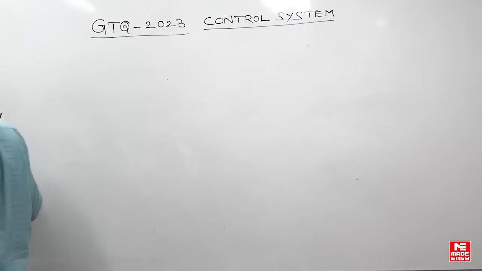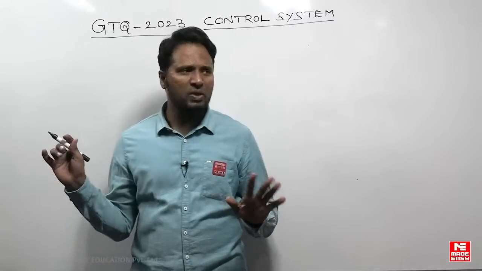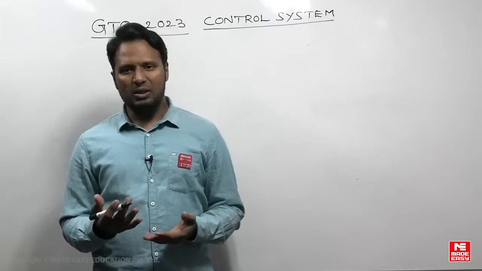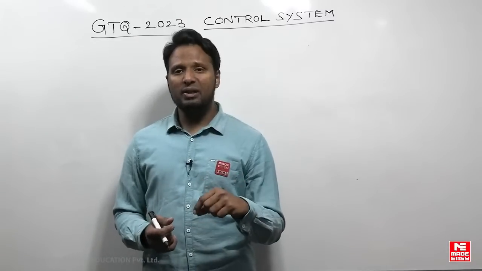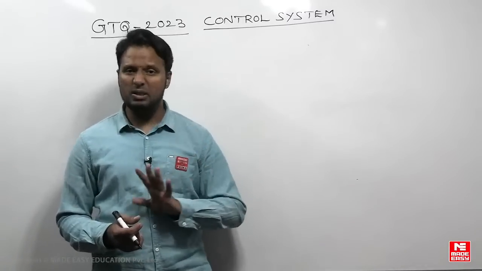That should be enough for the first chapter. What is in the first chapter? Mainly focus on the block diagram and signal flow graph. And whether it is a block diagram or a signal flow graph, we find the transfer function using Mason's formula. That is the only one thing.